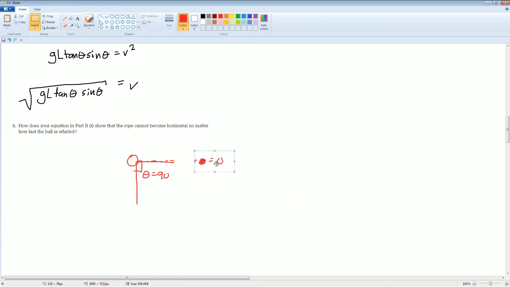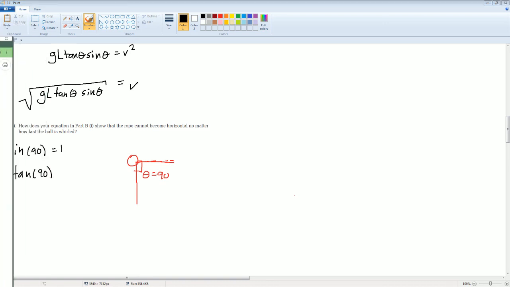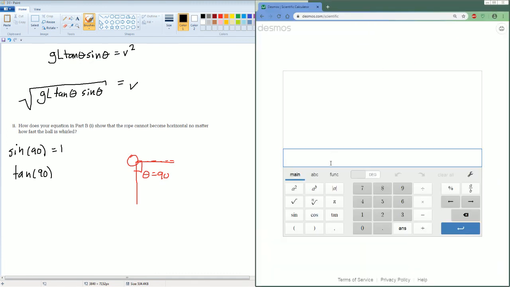So the question is this. First of all, what is sine of 90 degrees? Sine of 90 degrees is just 1. So this is fine. But what is tan of 90 degrees? That's the issue. So I just grabbed a calculator to show you. Hopefully this is in degrees. So sine of 90 degrees is equal to 1. Perfect. What is tan of 90 degrees? Undefined. So technically, the fact that tan of theta is undefined, it wouldn't work.